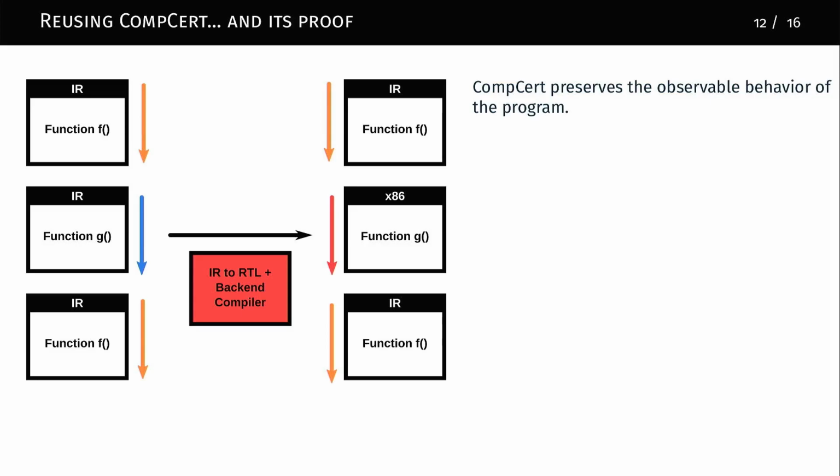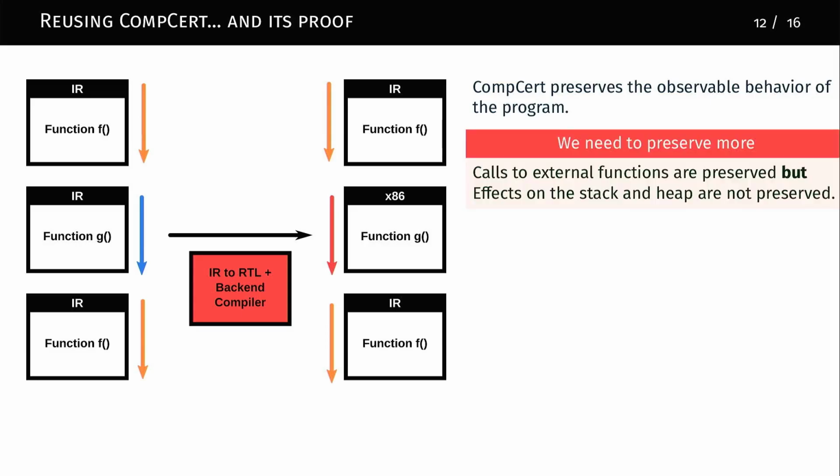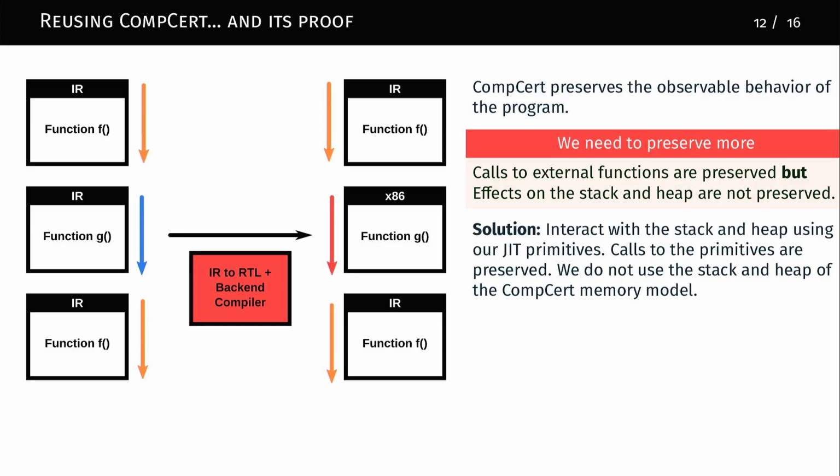However, if I want to reuse CompCert as is, and also have the two bottom orange arrows be equivalent, I actually need to preserve a little bit more than the observable behaviors. I also want those two arrows to have the same effects on the stack and the heap. And so our solution was to make the generated native code interact with the stack and the heap using only our primitives, external calls to our primitives of the free monadic encoding.